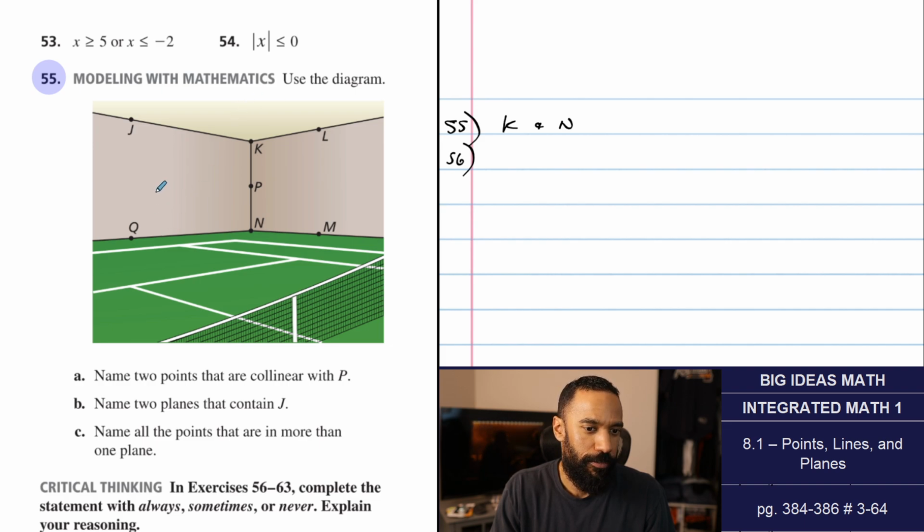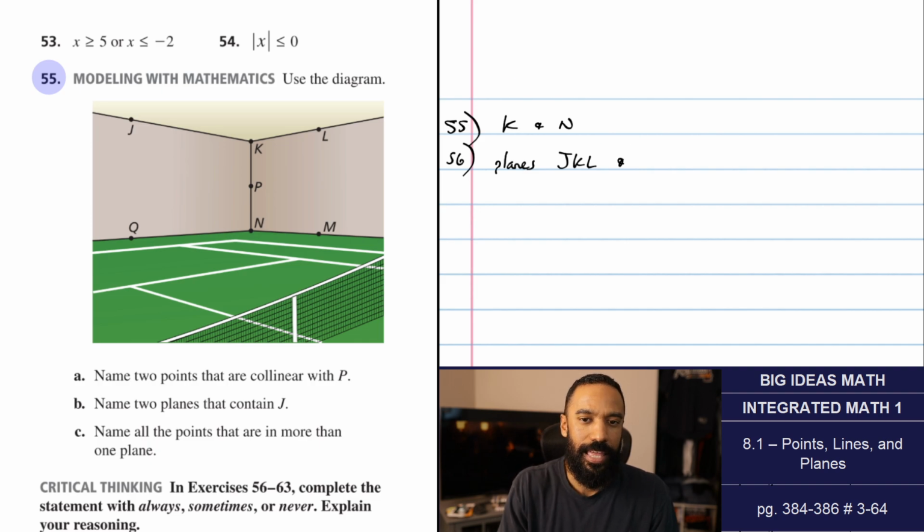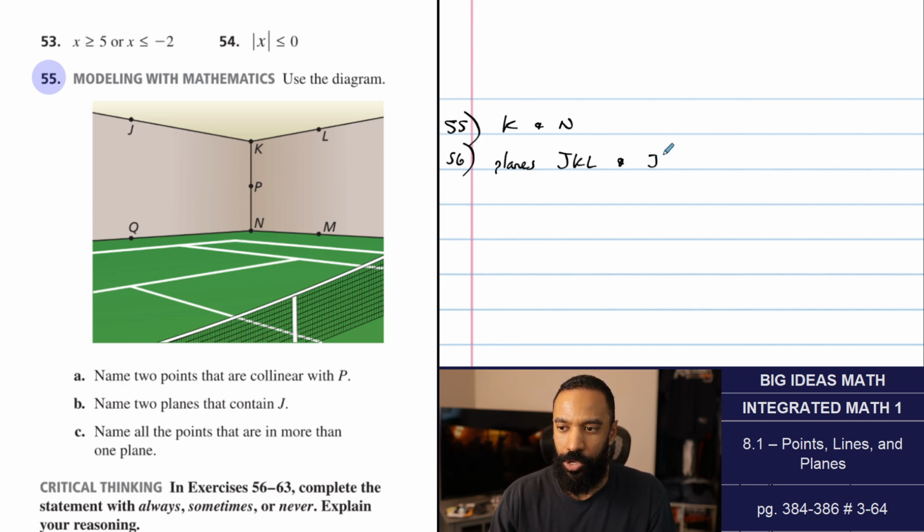Okay, I was looking for other labels with the letters. So J is part of this wall and part of the ceiling. The ceiling I can call plane JKL because they're non-collinear there. Plane JKL, and then this one here I could say like JKQ or JPQ or anything like that. Let's say JNQ. I don't know if we're going to use that letter N at all, so I'm going to do that. By the way, I don't have to use the letter J when I say that.